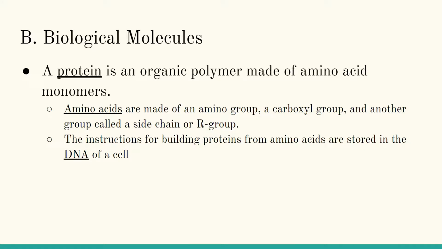Amino acids are made of an amino group, a carboxyl group, and another group called a side chain or an R group. We don't really need to worry about the details of those things, but carboxyl group, amino group, and an R group. And the instructions for building proteins from amino acids are stored in the DNA. So we talked about DNA, that's the instructions, right? Well, once your body reads the DNA, it uses amino acids to make proteins.